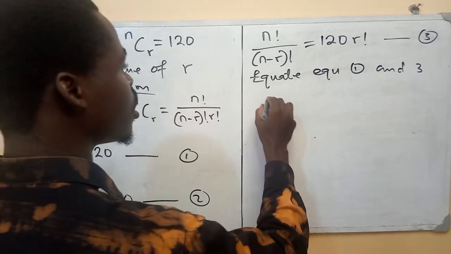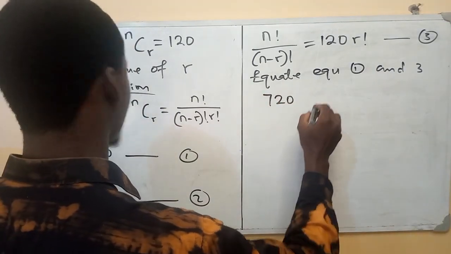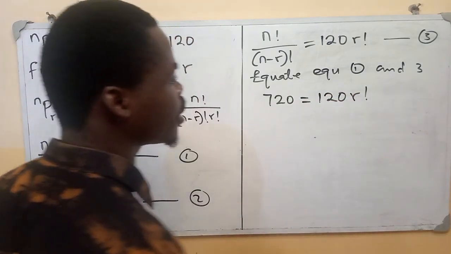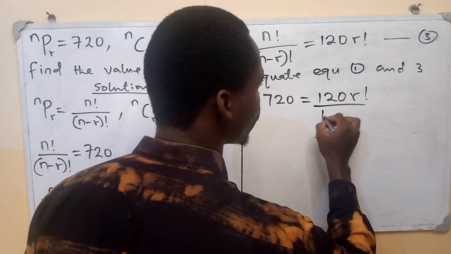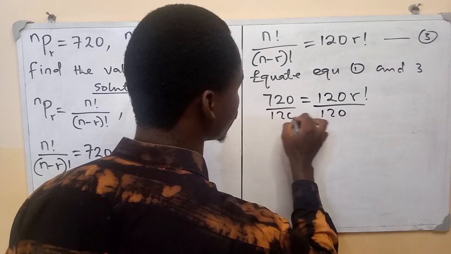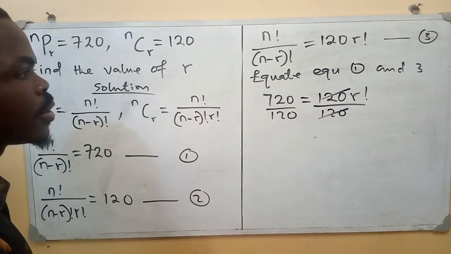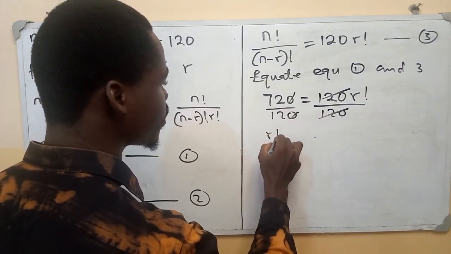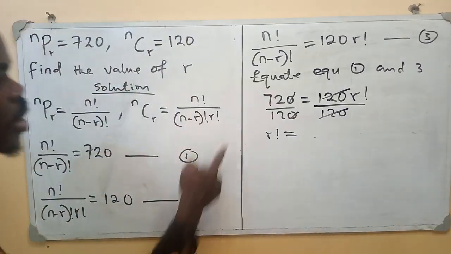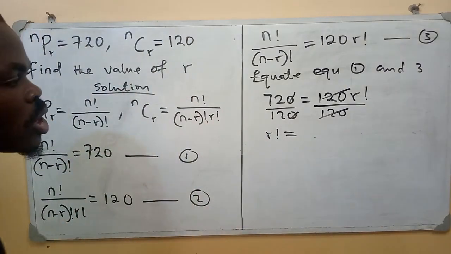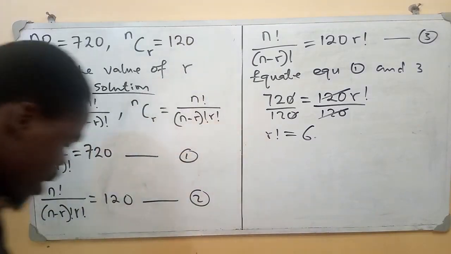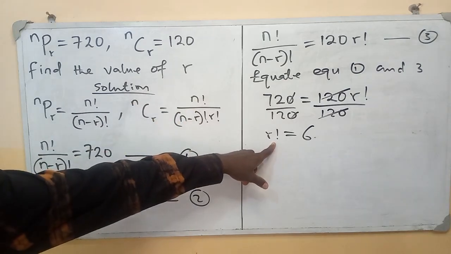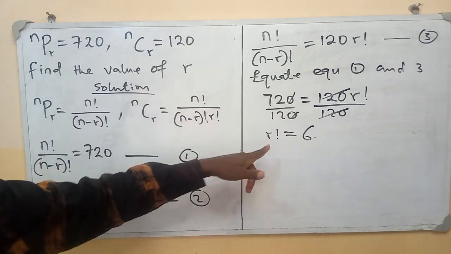So that becomes 720 is equal to 120 r factorial. So divide through by 120. Okay, so this cancels out this. R factorial is equal to 72 divided by 12, which is 6. Now, remember, we are asked to find r, not r factorial. So we need to know the value of r.